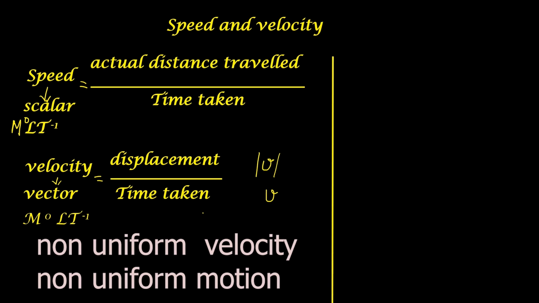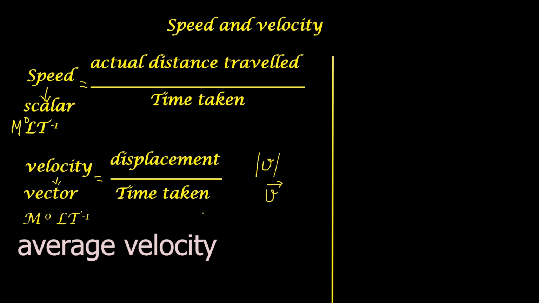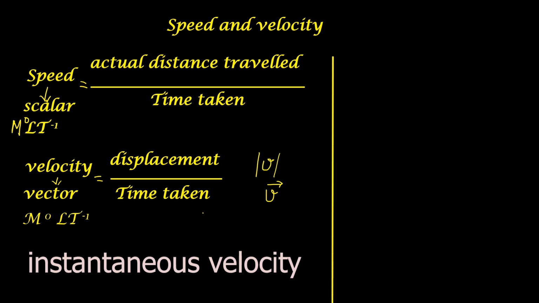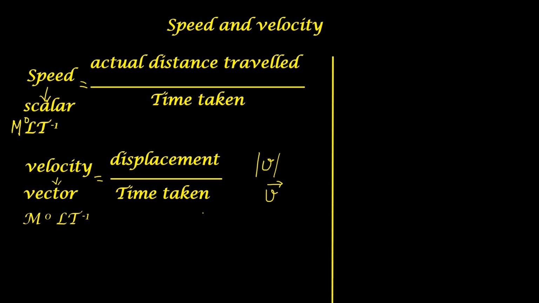If the magnitude or direction of velocity changes with time, then it is variable velocity and the motion is called non-uniform motion. Average velocity is total displacement divided by total time. Instantaneous velocity is velocity at an instant, that is, at an infinitesimally small interval of time. You need to remember these topics because we need them when we do position-time graphs or velocity-time graphs.